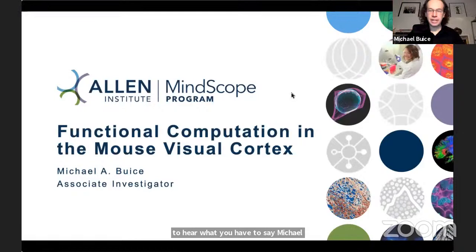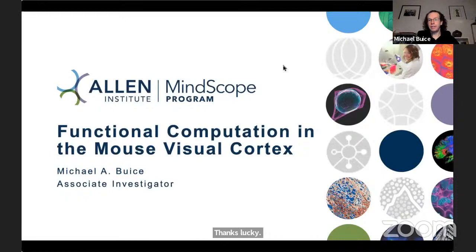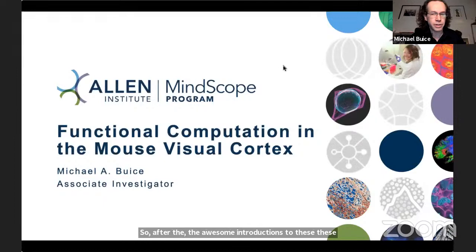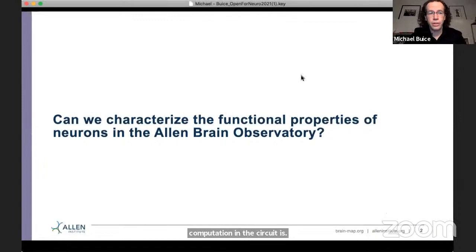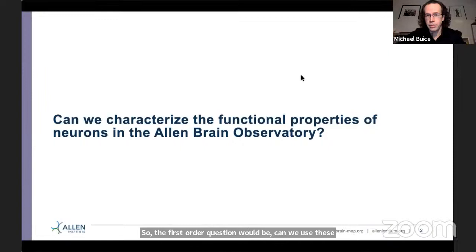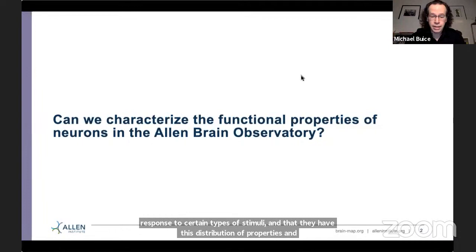So after the awesome introductions to these fairly excellent and large data sets, I'm going to try to start thinking about how we can use these data sets to start imagining getting to what the overall computation in the circuit is. So the first order question would be, can we use these data sets to characterize the functional properties and say, there's a certain type of cell that responds to certain types of stimuli and that they have this distribution of properties and so forth. But I want to step back a little bit and think about what the overall function of the circuit is.